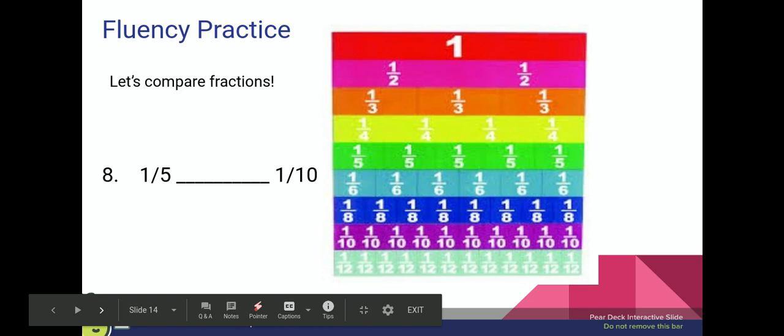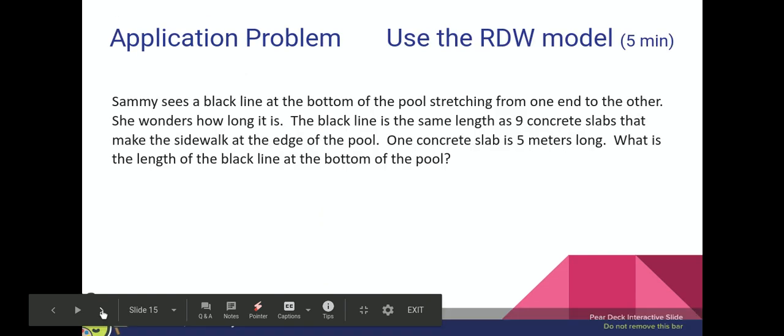Good job, my friends. Let's go ahead and move on. We're going to now do the application problem. I'm going to give you about 3 minutes to go ahead and figure this problem out. Okay, go ahead and write on the slide, and then we will go ahead and review the problem. Let's read the problem together.